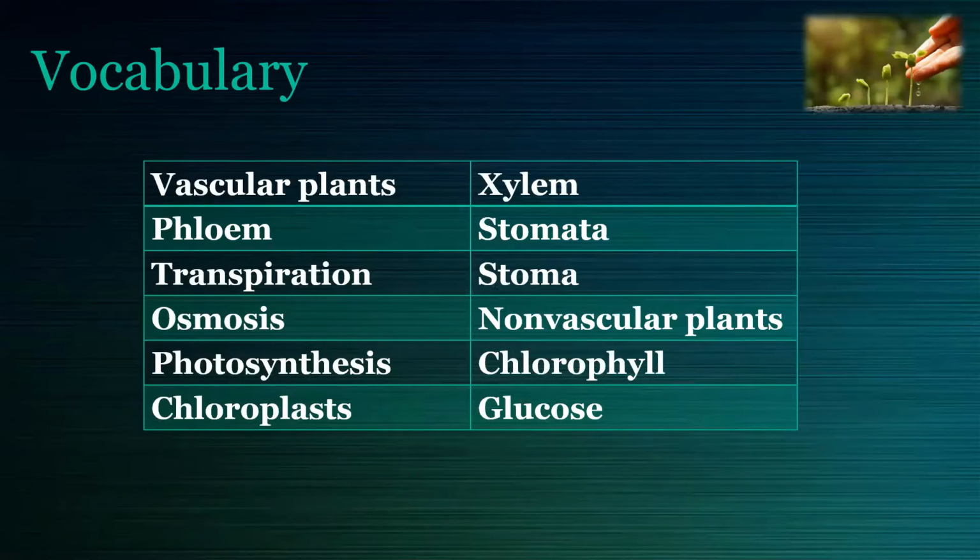The vocabulary words you can read after me: vascular plants, phloem, transpiration, osmosis, photosynthesis, chloroplast, xylem, stomata, stoma, non-vascular plants, chlorophyll, glucose. All right.